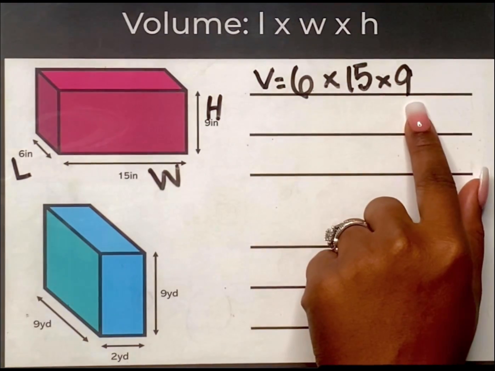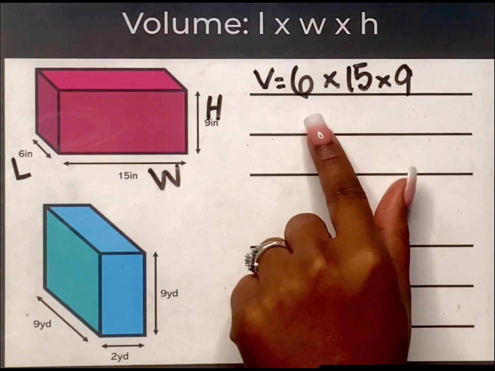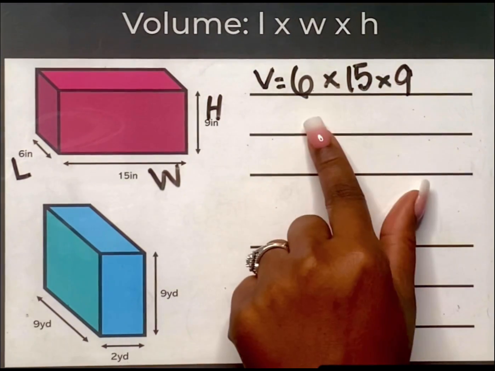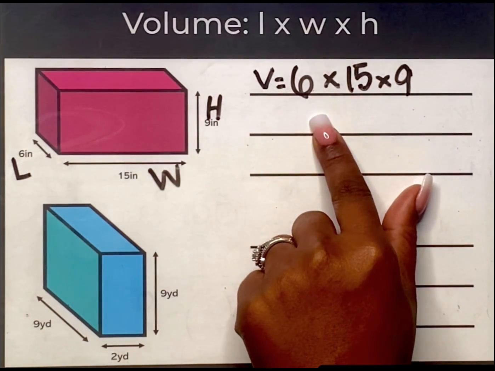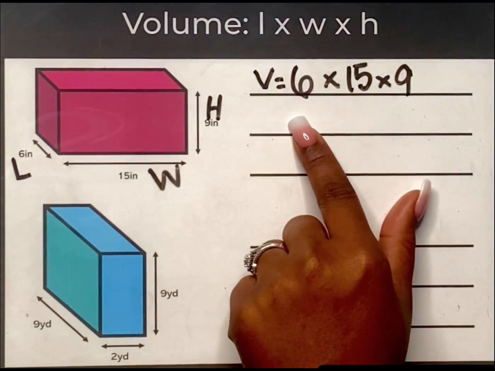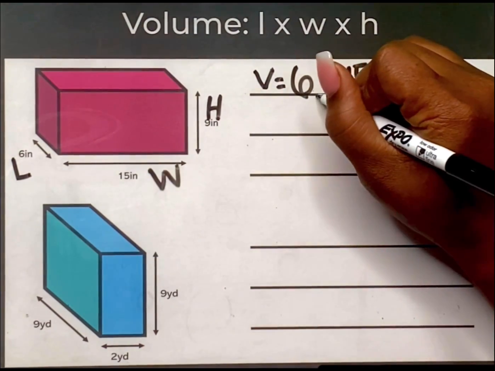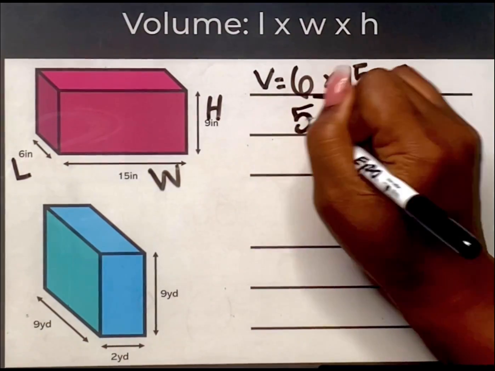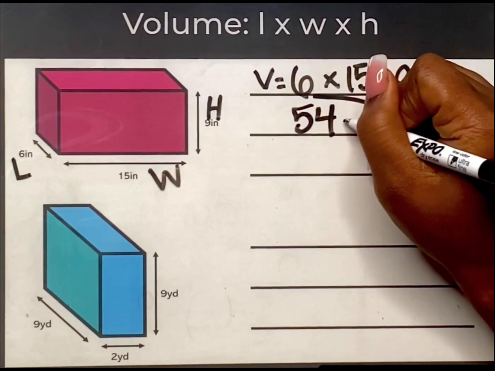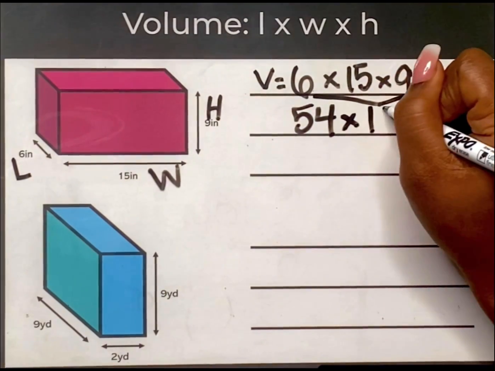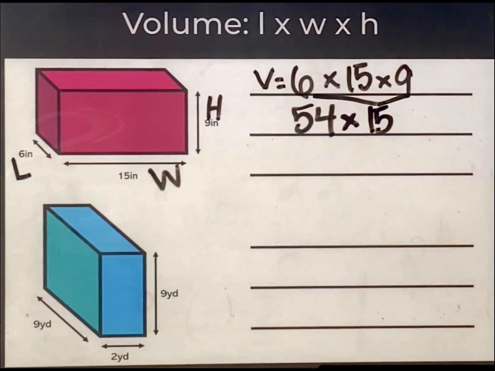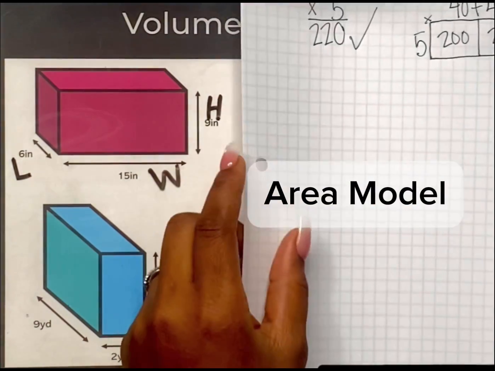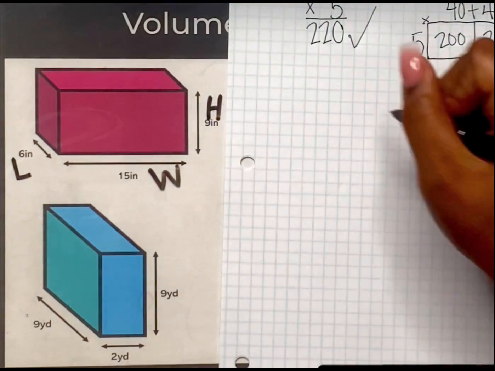9 times 6, you can do that one, or you can say 6 times 15. Let's do 9 times 6. All right, 9 times 6, we know it's 54. And then we're going to bring down the multiplication sign and the 15. Now I have a 2-digit number by a 2-digit number. I'm going to use area model. However, use the strategy that you know best.